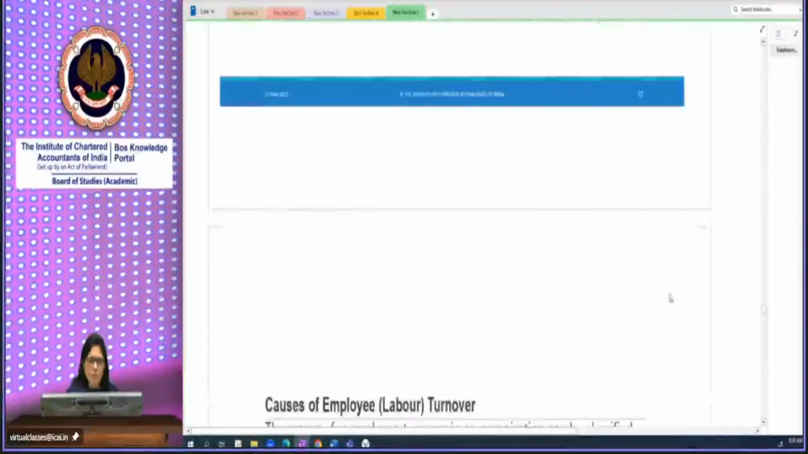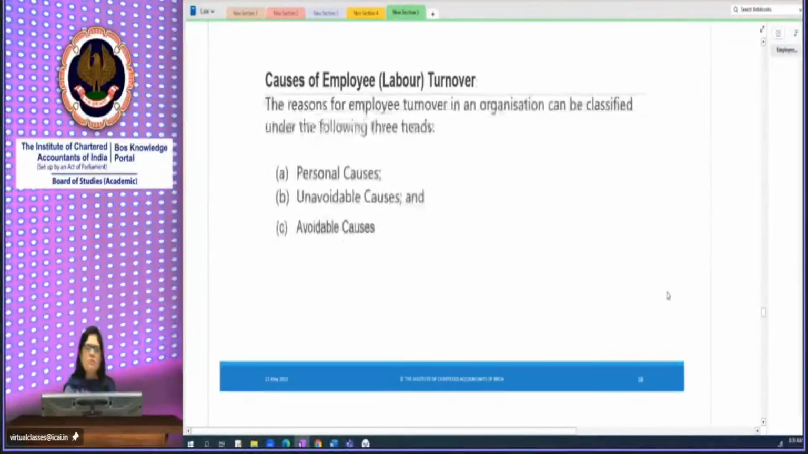Okay, let's move on. We have the causes of employee turnover. Again, a very general thing to understand: the personal causes, unavoidable causes, and avoidable causes. Personal causes are why we leave an organization. Maybe our spouses are getting transferred, or we have some health problems or family problems. These are personal causes, so the company cannot do much about them.